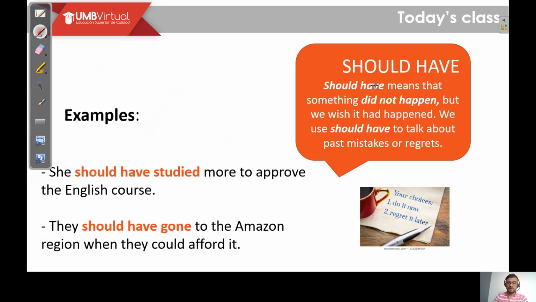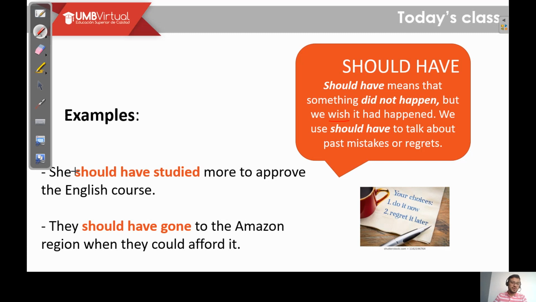In this opportunity, should have is related to something that did not happen, but we wish it had happened. That is the clue word. We are going to use should have to talk about past mistakes or regrets. For example, you had the number of the lottery and that was the winner number, but you didn't buy the lottery. So you said, oh, I should have bought the lottery.